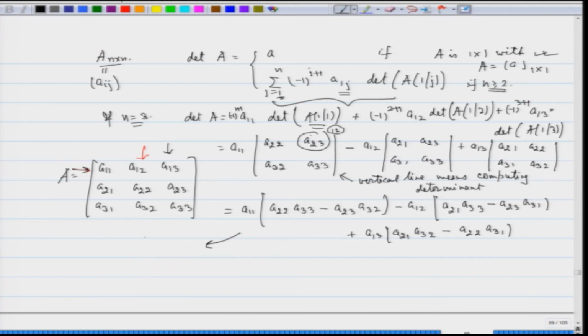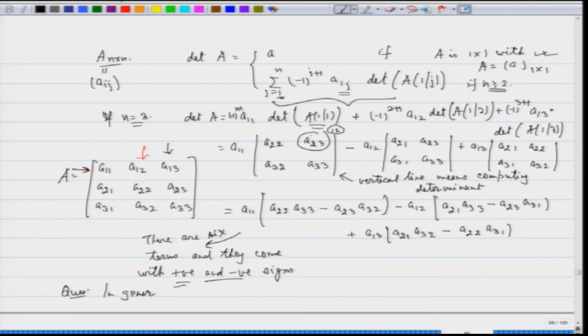There are 6 terms in this. So, that is the more important, there are 6 terms and they come with positive and negative signs, fine. How do I get in general? Question is question. In general, how do we decide the sign, fine, and that is one question.